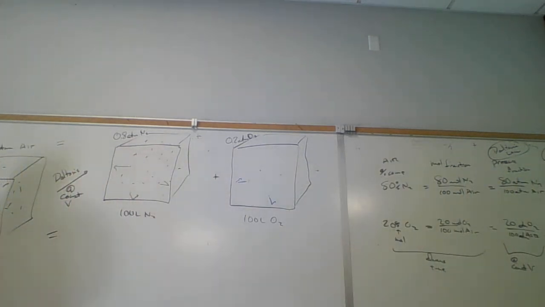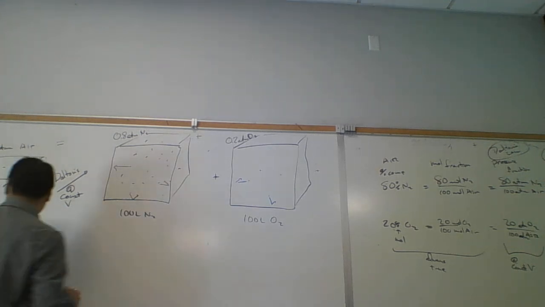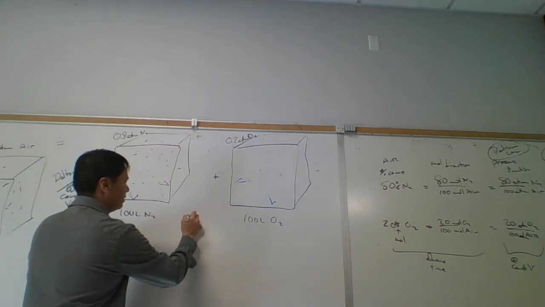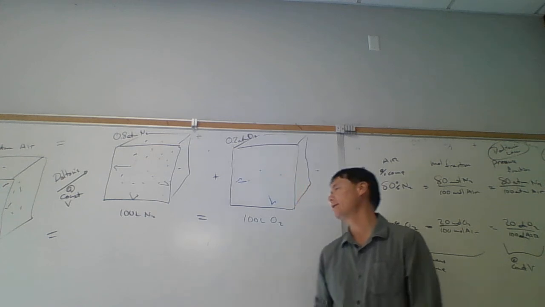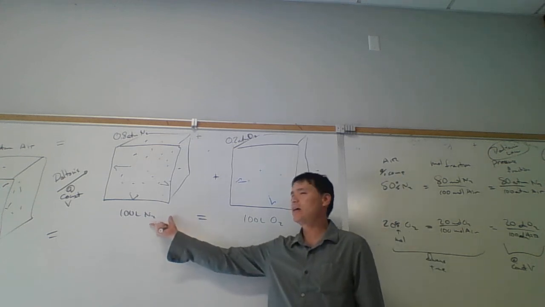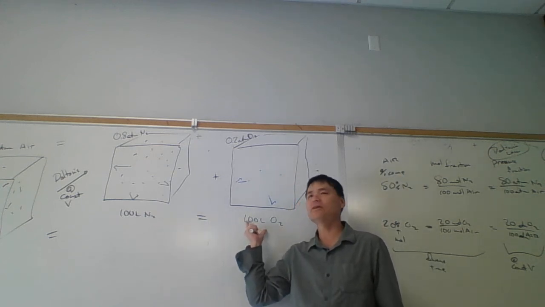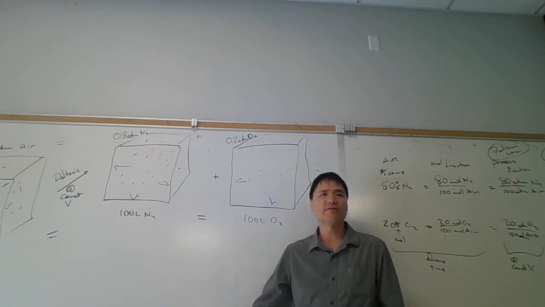And so what I'm going to do is I'm going to just take this 100 liters and then keep the nitrogen in there and then take the blue oxygens and put those in another 100 liter box. And so I have 100 liters of air, 100 liters of nitrogen, and 100 liters of oxygen. And so this is the weird thing here. If I take 100 liters of nitrogen and add that to 100 liters of oxygen, how many liters of air do I get? 100, yeah.